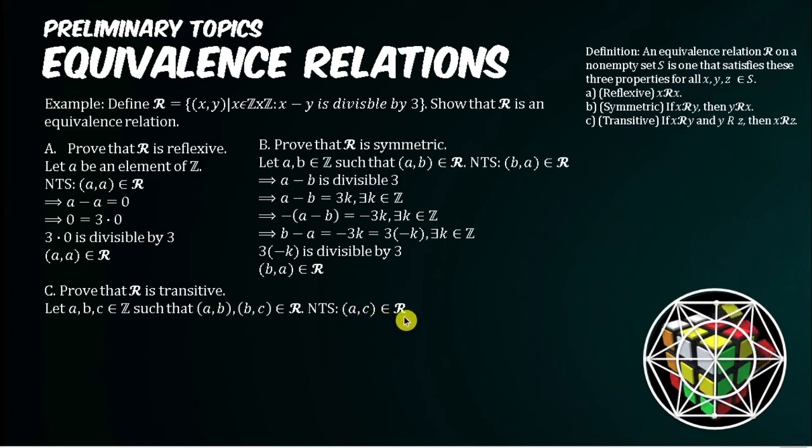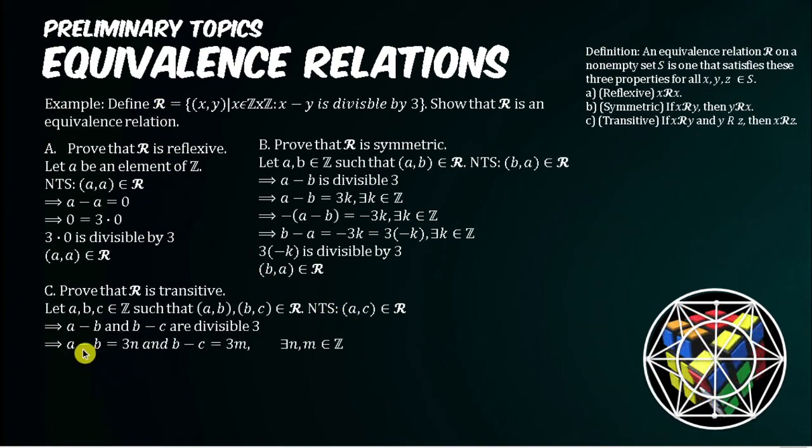What should we show here? The ordered pair (a, c) is an element of R. So again, similar to what we did in the second step, by direct proof, we show what we need to show by starting from the hypothesis. So if (a, b) and (b, c) are elements of R, then a minus b and b minus c are divisible by 3, because that's the only way that an ordered pair is a member of this defined relation. And if that's the case, then we can express both a minus b and b minus c as something divisible by 3. So let's use the letters n and m. a minus b is equal to 3n for some n, an element of Z, and b minus c is equal to 3m for some m, an element of the set of integers.